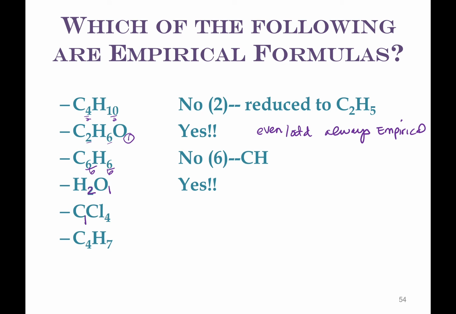CCl4: here we have 1 and 4, so we have odd, even. This is an empirical formula. And C4H7 is also an empirical formula because we have even, odd, so we can't divide those out.